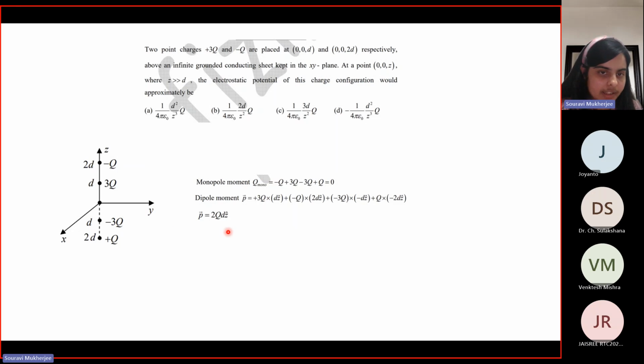Now, for any such dipole, you know that the expression for the potential is 1 by 4 pi epsilon 0, p dot r cap by r square. That gives you the approximate expression of potential for such charge distributions. So that's how you can solve this kind of question on potentials of discrete charge distributions, or for continuous distributions you have to do integrations.